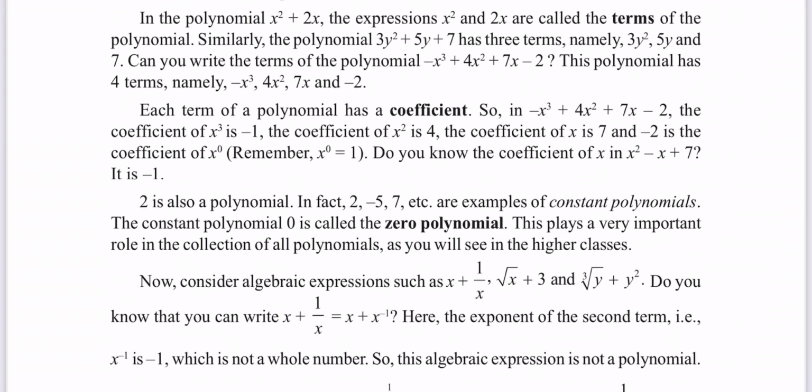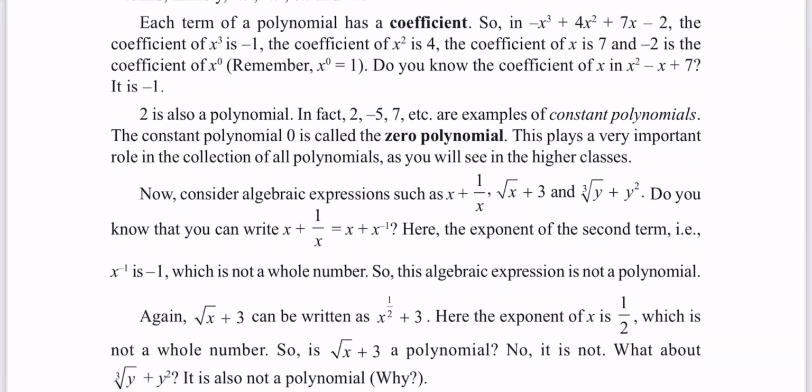Now consider algebraic expressions such as x plus 1 by x, root x plus 3, and cube root of y plus y square. Do you know that you can write x plus 1 by x equal to x plus x raised to minus 1? Here the exponent of the second term, x raised to minus 1, is minus 1, which is not a whole number. So this algebraic expression is not a polynomial.